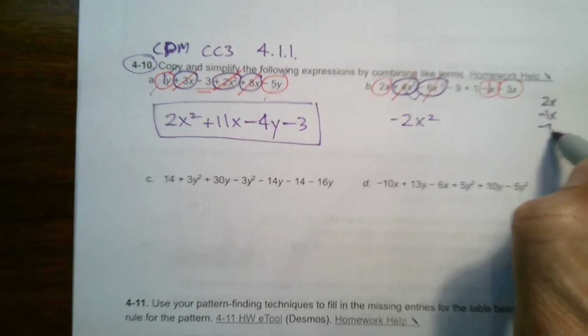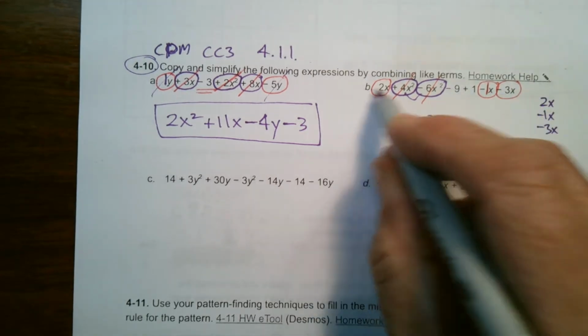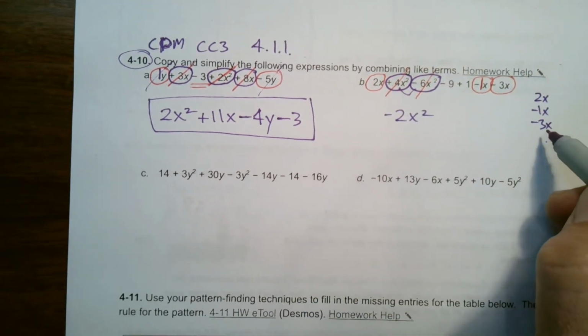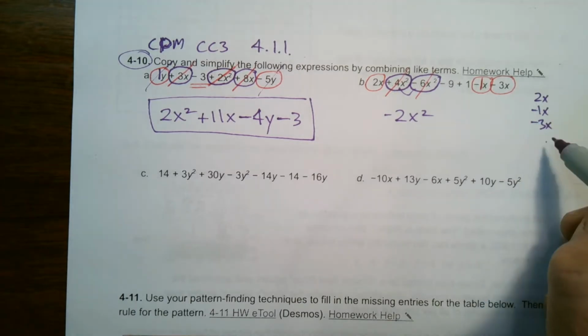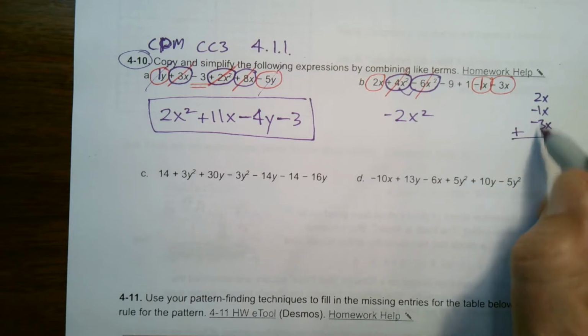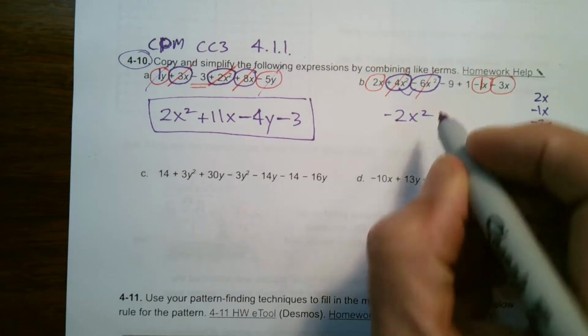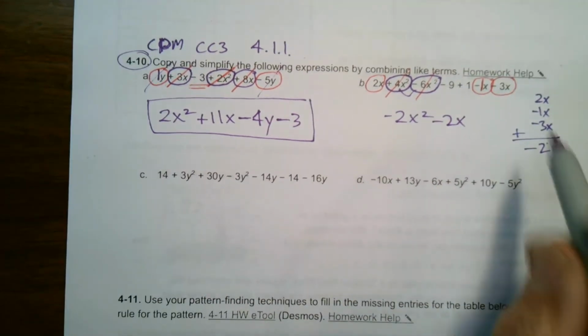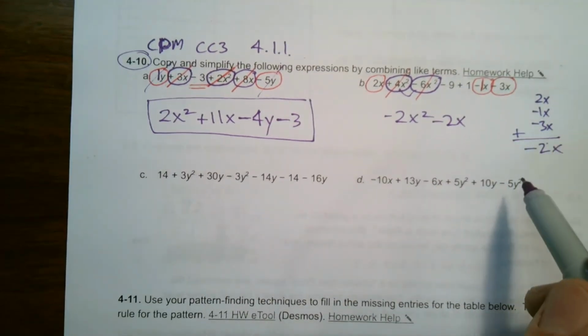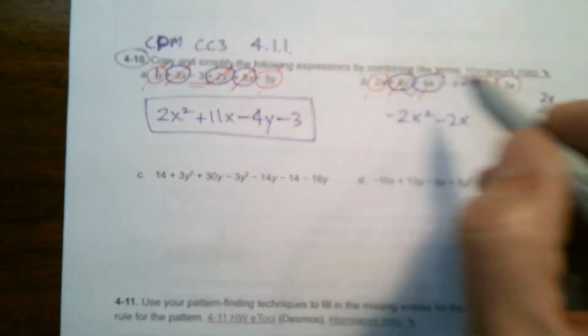And I'm combining the negative 3x. So I'm trying to combine those three terms: negative 2, negative 1, negative 4. When I add all that up, I get negative 2. All that adds up to be negative 2x. So I write up here minus 2x. So that's the combining of like terms. Those are all like terms. So I'm done with those.